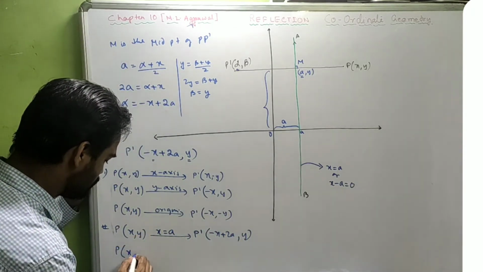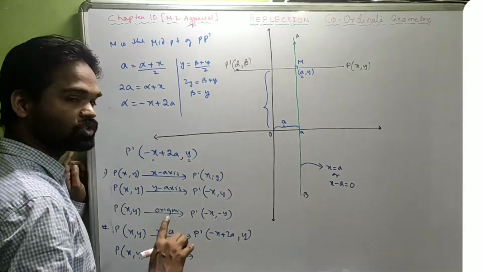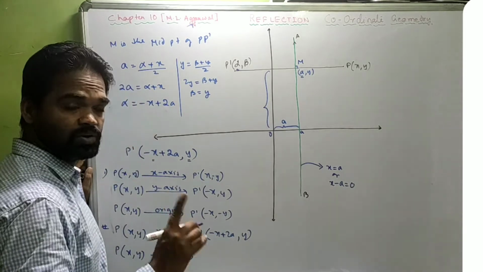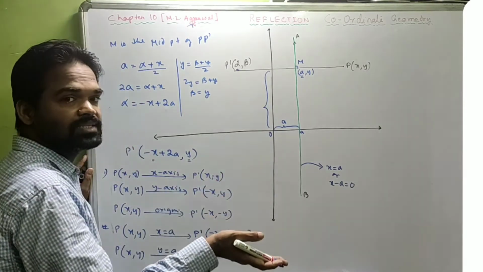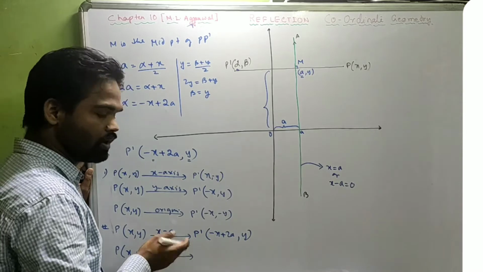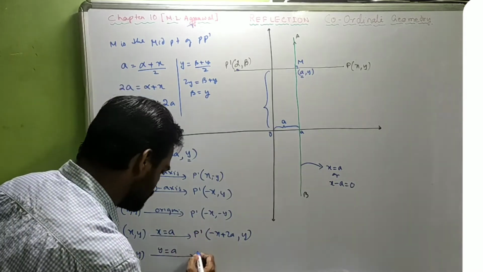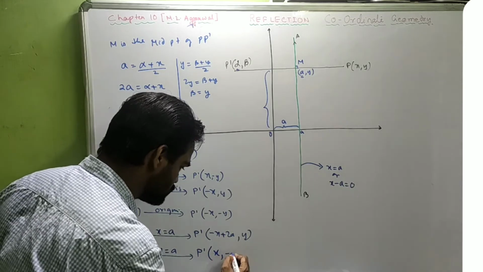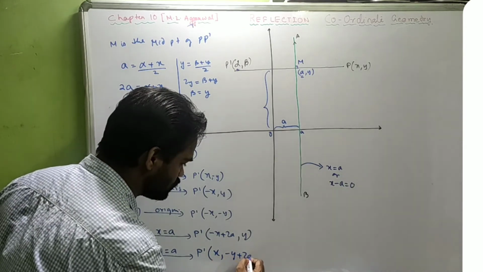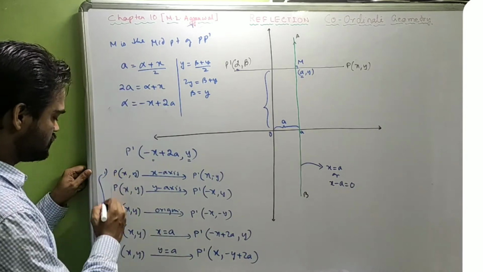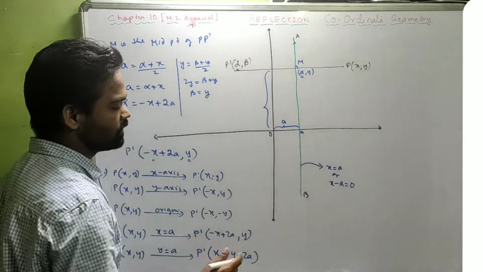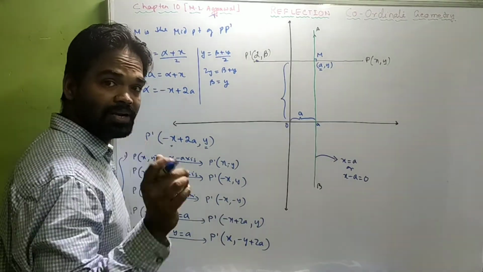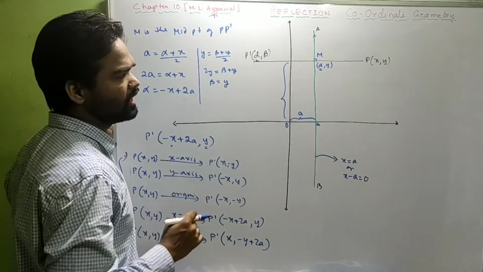Similarly, if a point (x, y) is reflected in a line y equals A, where y equals A is a line parallel to x-axis and cutting y-axis at A, then P dash will be: the x coordinate remains unchanged, minus y plus twice A. So these are the most important things which you need to remember. Now let us see one more point before we move to the exercise.